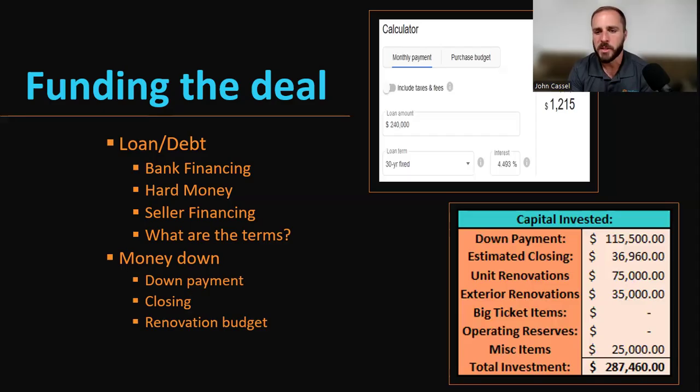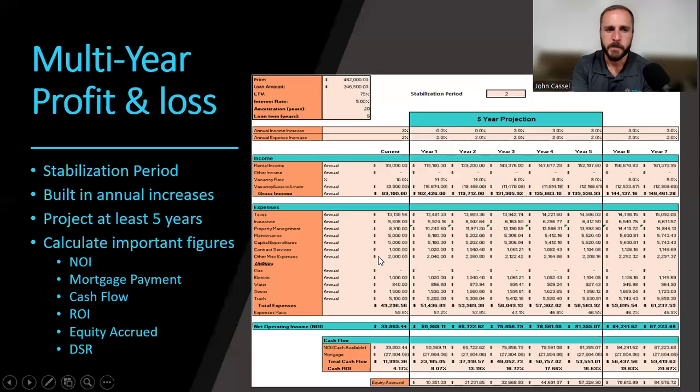And then renovation budget. So what sort of renovations are you doing? And that'll give you a whole number of what you're putting into this property. So over here on the right, you can see you've got down payment, $115,000, estimated closing costs almost $37,000, and then you're putting another 75, 35, and 25,000 into the property through unit renovations, exterior renovations, then other miscellaneous items. So you're going to bring $287,000 to the table in some way.